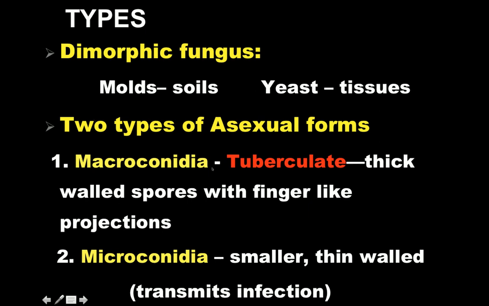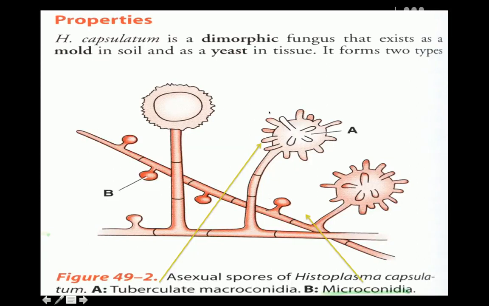Now the macroconidia have a very specific morphology. They are tuberculate, they are thick-walled, and they have finger-like projections. In the next slide, I'll show you what they really look like. Microconidia, on the other hand, are very small structures and they are thin-walled, and these microconidia are inhaled by human beings and they are responsible for disease production in humans.